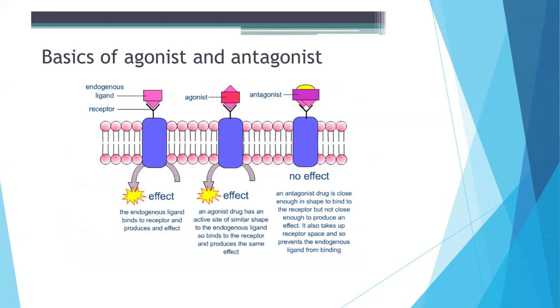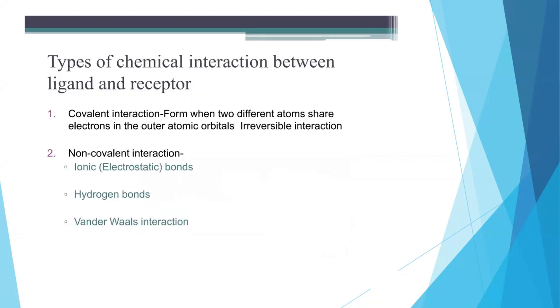So now we know that whenever a drug binds to its receptor, it produces an effect. Agonist drugs are similar to that chemical, the endogenous ligand, and they produce similar effects. But an antagonist is only similar in that it can bind to the receptor, but it does not produce the effect. Now, the types of chemical interaction between the ligand and receptor.